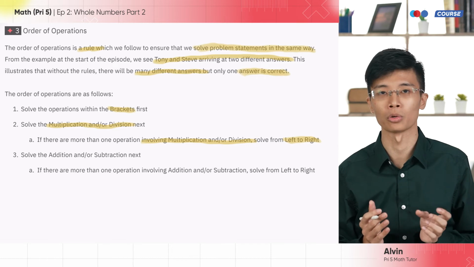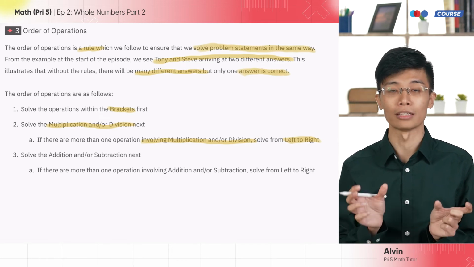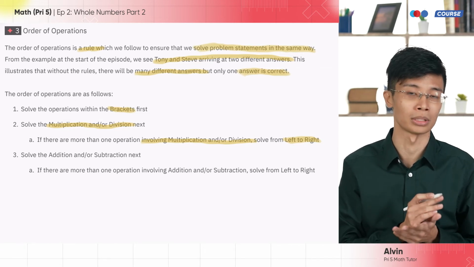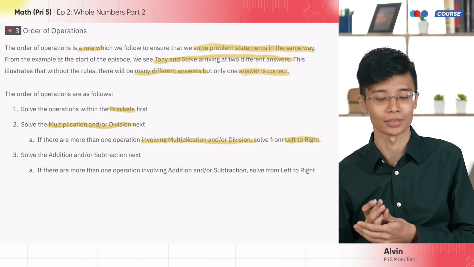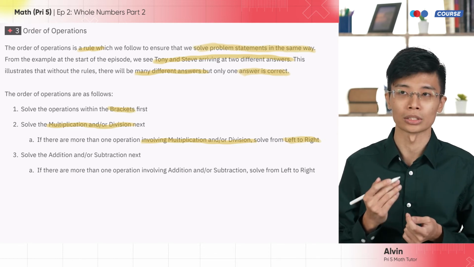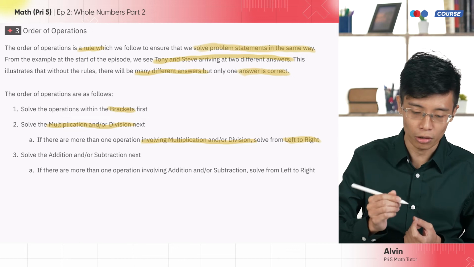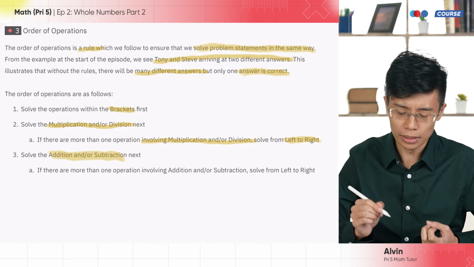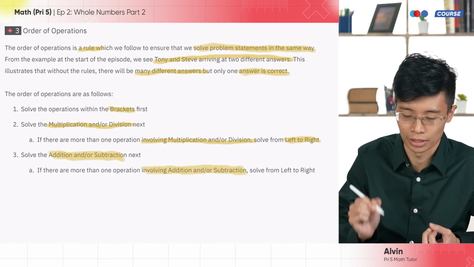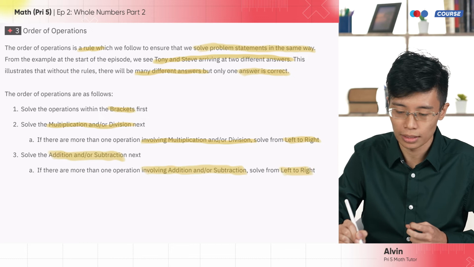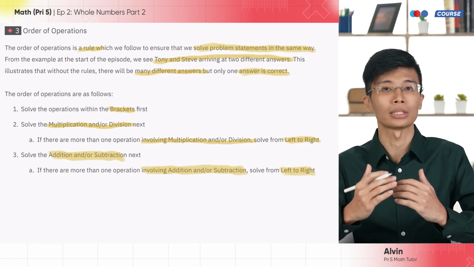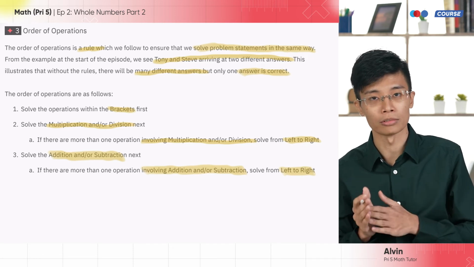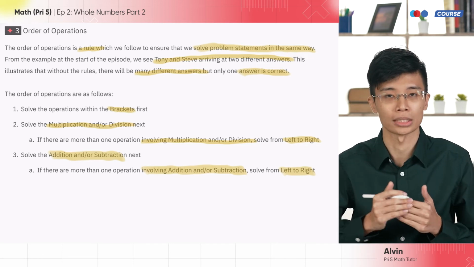It does not mean that we always must do multiplication then division. If division comes before multiplication, you do left to right. That means you do division before multiplication. Division and multiplication are always solved first before the third part, which is addition and/or subtraction. Similarly, if there is more than one operation involving addition and subtraction, we solve from left to right. So you can see the priority comes first. We will do the brackets, then multiplication or division, followed by addition and subtraction.